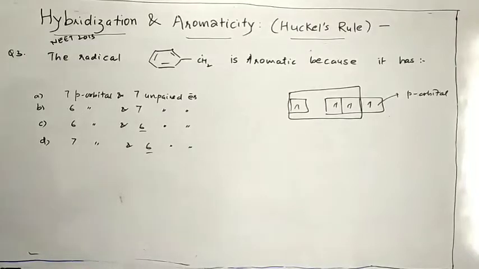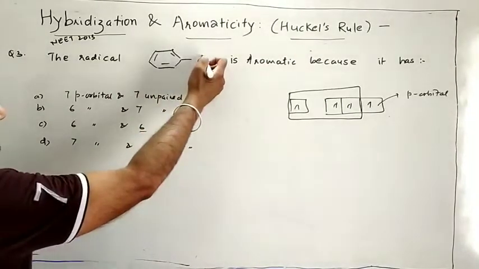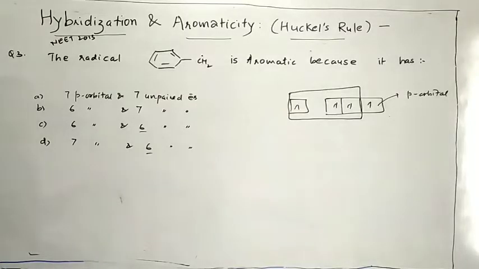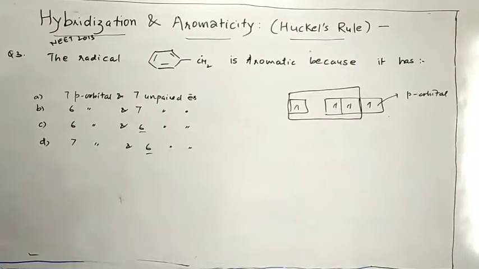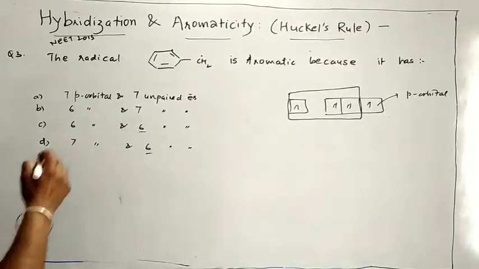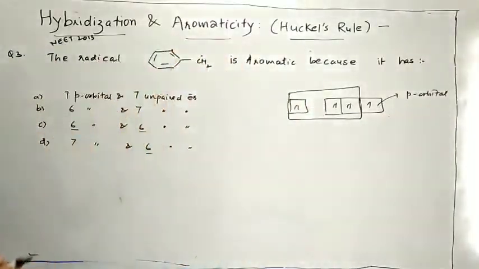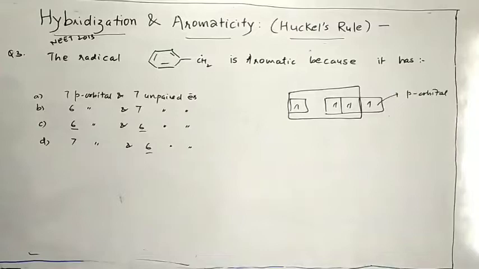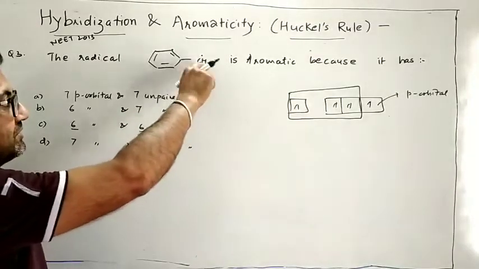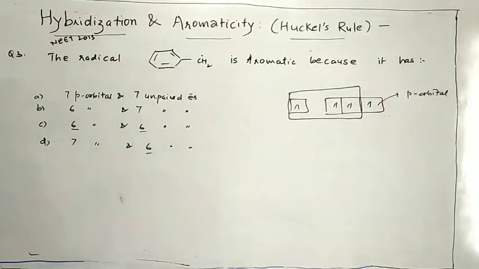So here unpaired means present in the p orbital, which gets involved in the formation of your double bond. The first condition for a compound to be aromatic is that it should be cyclic. This carbon is not in the cycle, it is outside, so only 6 p orbitals are there, one on every carbon atom present in the ring. We will not count this because it is not in the ring. So your correct answer is 6 p orbitals and 6 unpaired electrons.